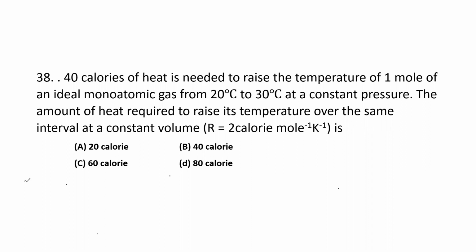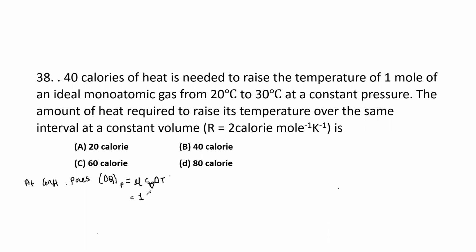See here, at constant pressure, delta Q is equal to mu Cp into delta T. So mu value is 1, because they have given it as 1 mole. Cp value they are saying it as constant. So it is Cv. Cv we should take.